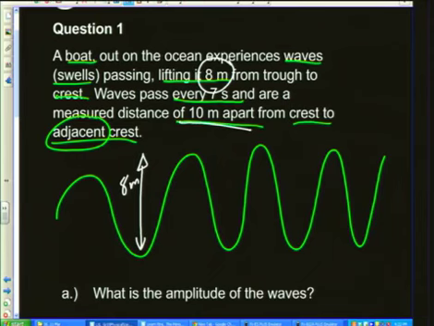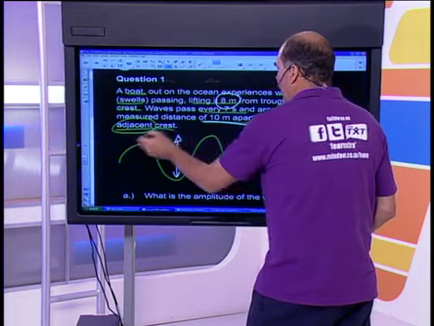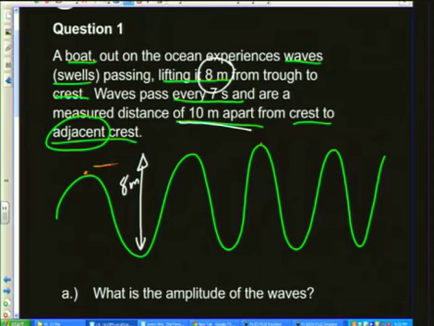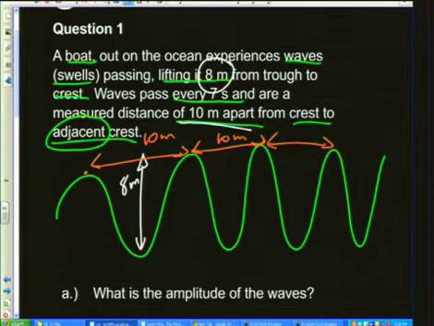Now, it doesn't mean from this crest to that crest. No, they're not next to each other. But it's from this crest to that one. That's 10 meters. And in the same way, from that crest to the next crest is also 10 meters. And so on. I hope you get the picture. They're all 10 meters apart from each other.